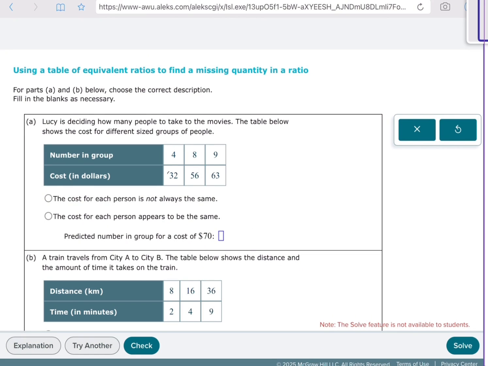So Lucy is deciding how many people to take to the movies. The table below shows the cost for different size groups of people. So I urge you to pause the video and try to do exactly what we just did. And if you don't remember what we just did, just go back in the video and look at the explanation because the type is much neater than my handwriting anyway.